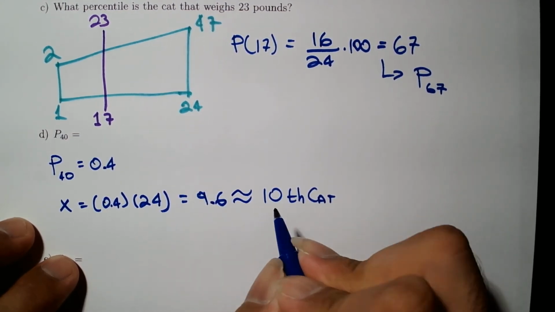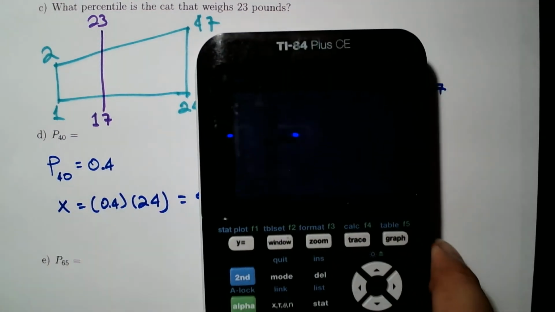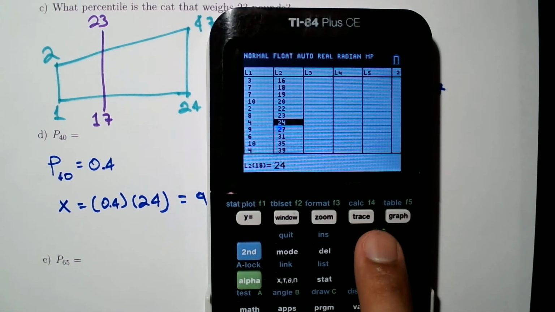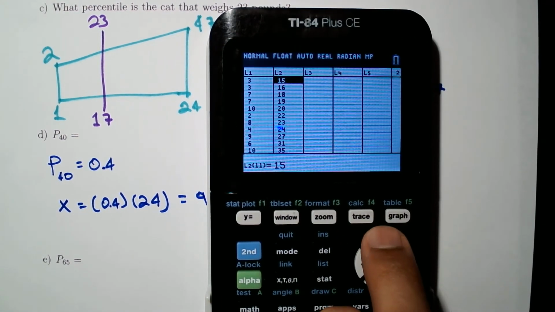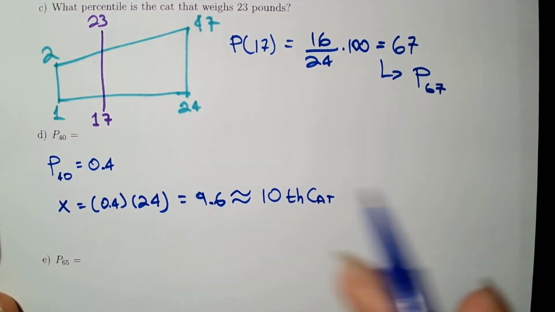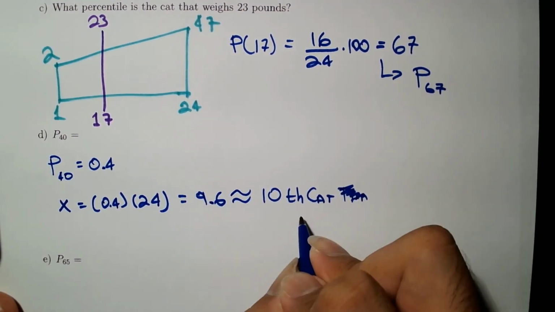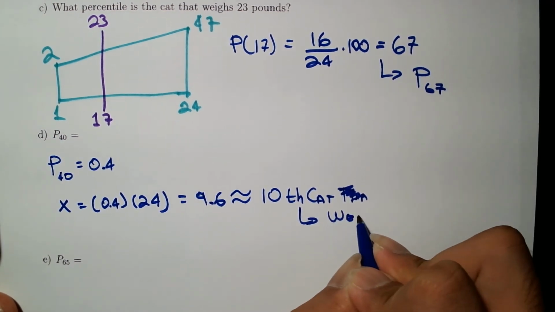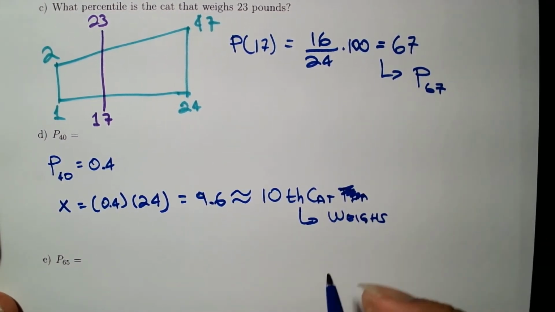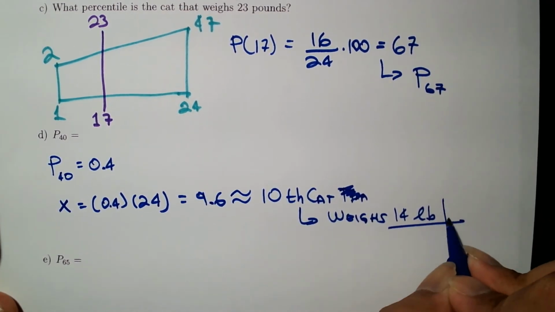This is not the weight of the cat, because that's the question. So we're going to go to the calculator and look for the 10th position. The 10th position is the cat that weighs 14 pounds. Okay.